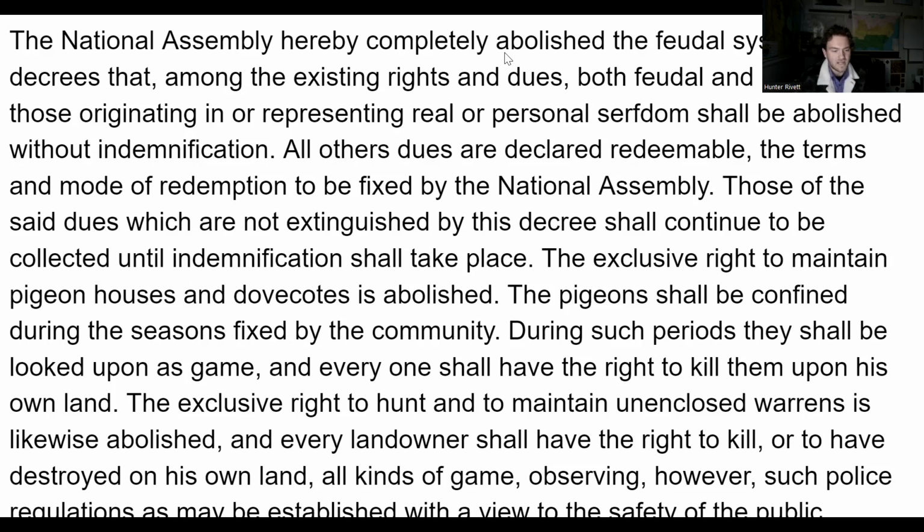The exclusive right to hunt and maintain unenclosed warrens is likewise abolished, and every landowner shall have the right to kill or to have destroyed on his own land all kinds of game, observing, however, such police regulations as may be established with the view to the safety of the public. So, an excerpt from the August Decrees, ending feudal obligations, ending feudalism, including hunting, right? And so that last part you may not see on the test, but I put it because, of course, I love it.